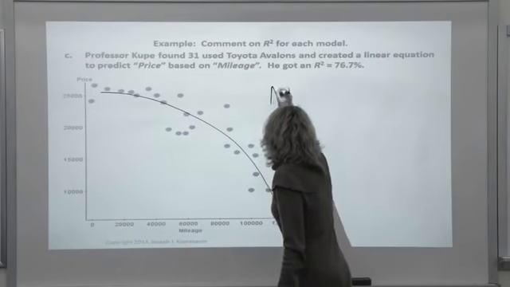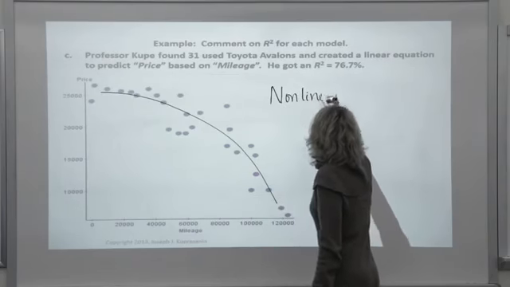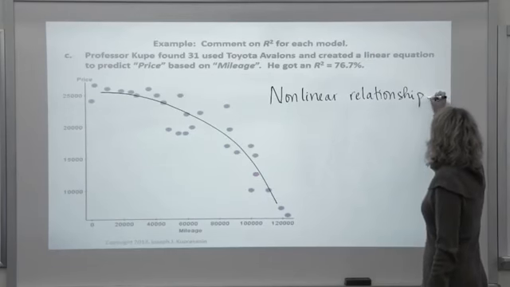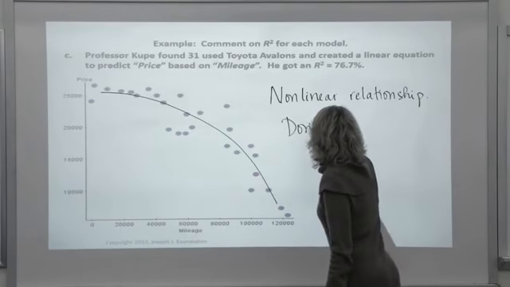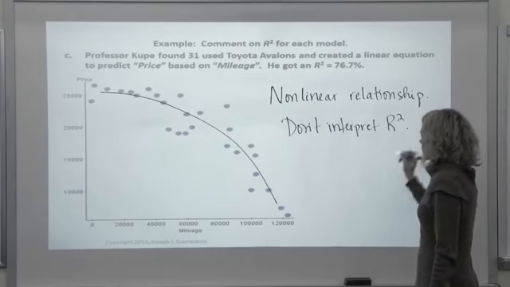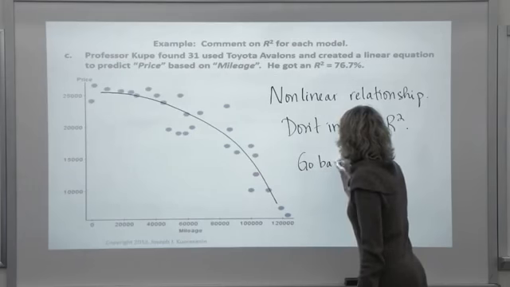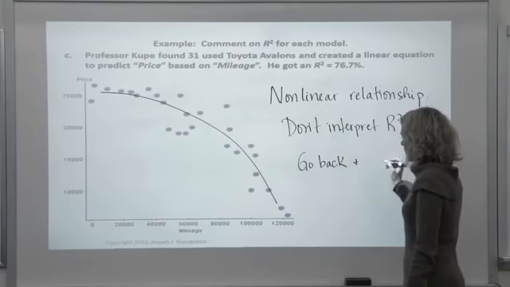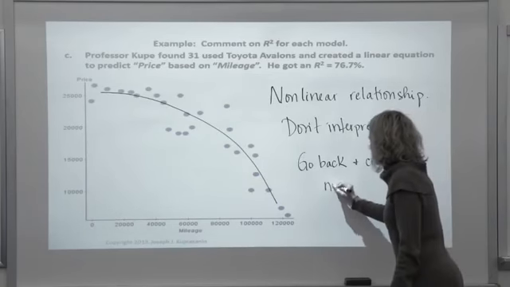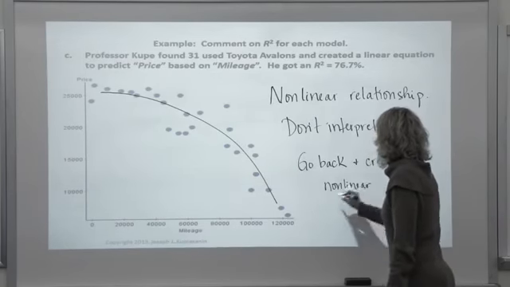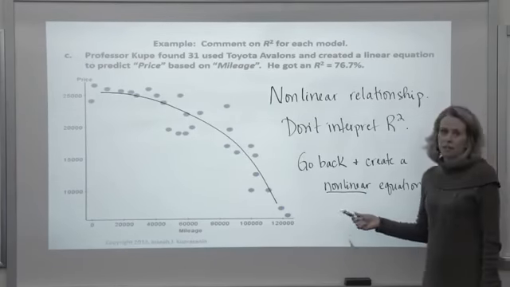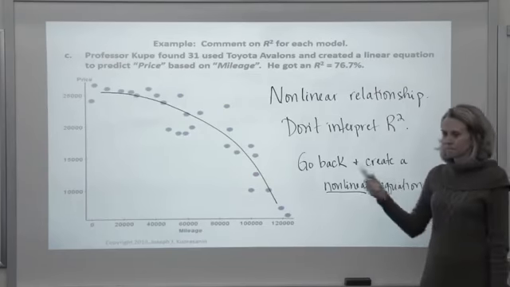So the big thing here is that this relationship is nonlinear. So we're not going to interpret R-squared. We would go back and create a different model, create a nonlinear model. I think we're going to hit on nonlinear equations probably in lesson 10.